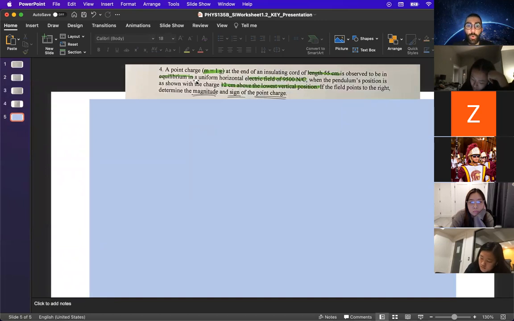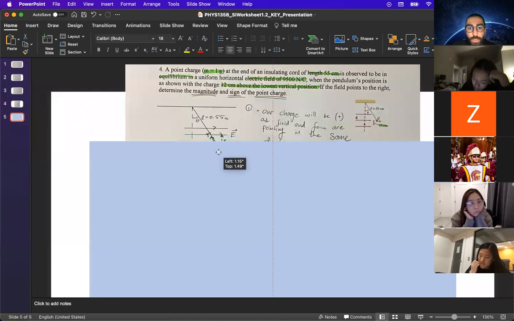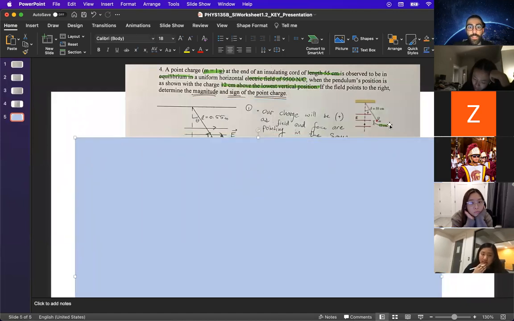So in this question, we have a point charge. We're given a mass. Notice it's in grams. We need to convert that to kilograms to be able to appropriately use the equations. It's at the end of an insulating cord of length 55 centimeters, and it is observed to be in equilibrium in a uniform horizontal electric field. Let me pull this down so you can see the picture. The pendulum position is shown with the charge 12 centimeters above the lowest vertical position. So right here, it's 12 centimeters above. If the field points to the right, determine the magnitude and sign of the point charge.